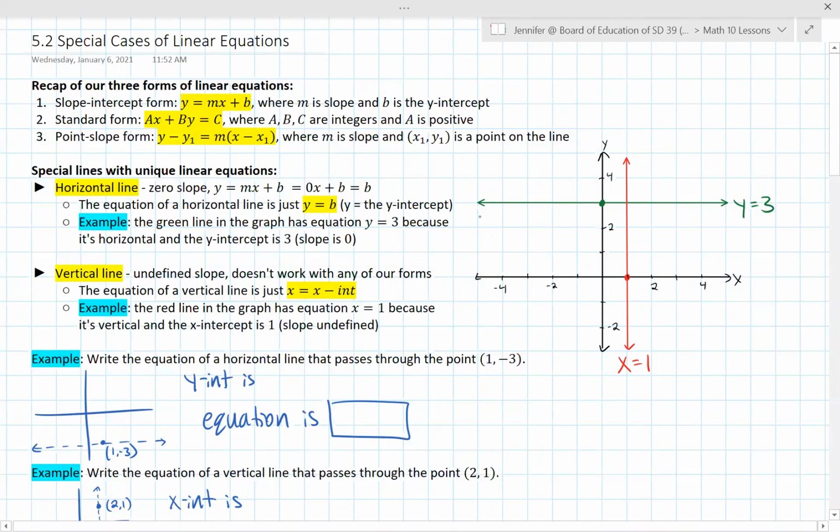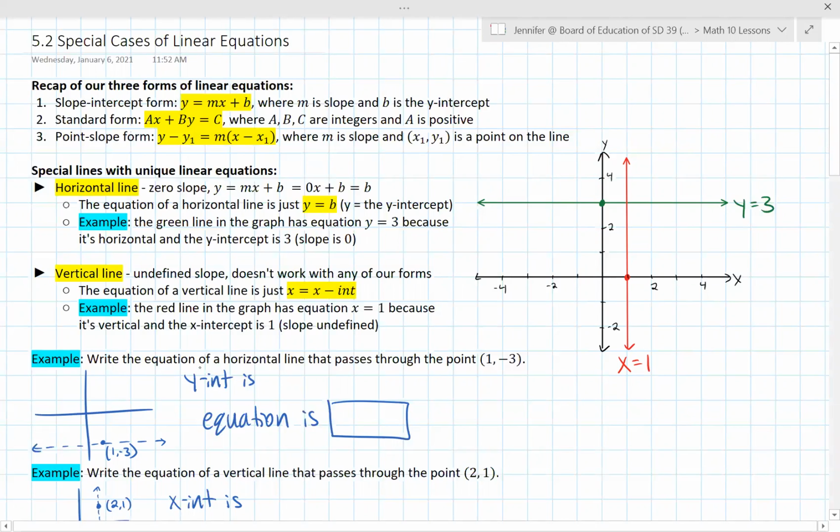So if you want an easy way to remember this, horizontal lines are just y equals the y-intercept, and vertical lines are just x equals the x-intercept. There's no other variable with these equations, there's no other numbers with these equations.